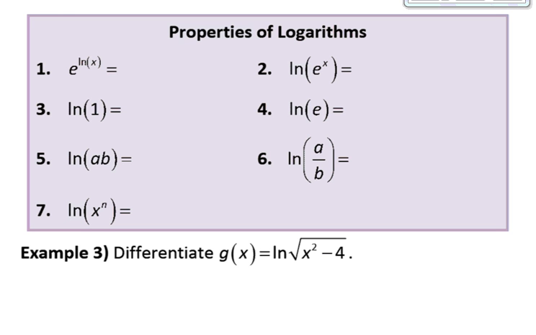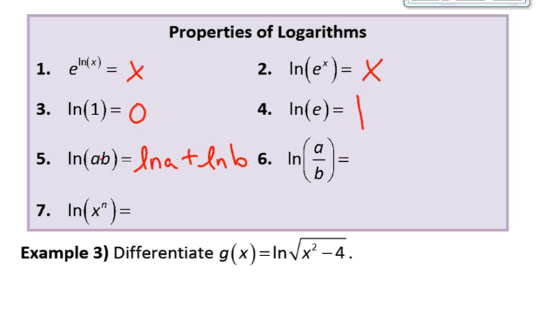E to the natural log of x is just simply x. The natural log of e to the x is also simply x. Natural log of 1 is 0. Natural log of e is 1. The natural log of a times b, this is an important one. Remember, if you are multiplying something inside the argument, that will end up being the natural log of a plus the natural log of b.